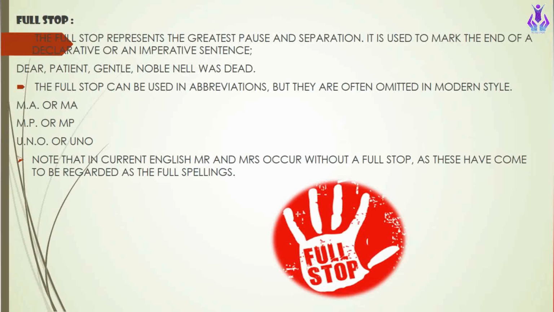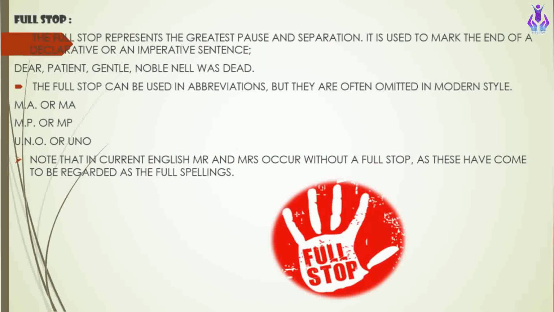The full stop can be used in abbreviations, but it is often omitted in modern style. So in modern English, we often do not put full stops between abbreviations. In our previous style, we wrote abbreviations with full stops, but now we write abbreviations without them. And in our modern style, the words Mr and Mrs are also written without a full stop.